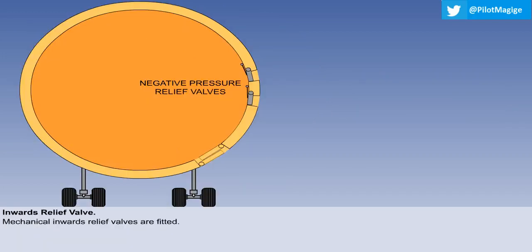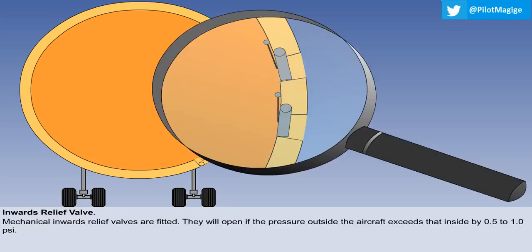The fuselage is designed to withstand the positive differential pressure produced by the pressurization system. However, it is not able to withstand the crushing forces that a negative pressure differential would produce. To prevent this problem, simple mechanical inwards relief valves are fitted. They will open if the pressure outside the aircraft exceeds that inside by 0.5 to 1.0 psi. There must also be 2 of these valves.